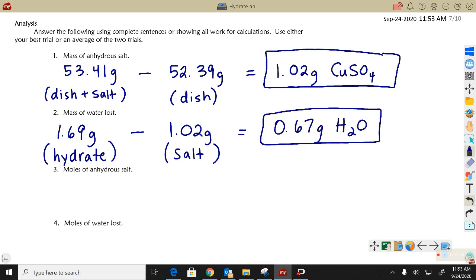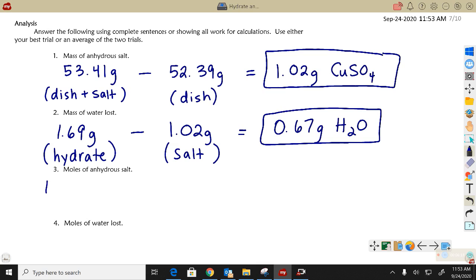So the salt plus the water should add up to the original hydrate, the 1.69 grams. Okay, well that wasn't so bad, right? Now in 3 and 4, all we're going to do is turn these from grams into moles. Eventually I'm trying to find a ratio of how many particles of water per how many units of copper sulfate. But when we're looking for a ratio of particles, we want a ratio of moles. Moles is a unit that measures particles.